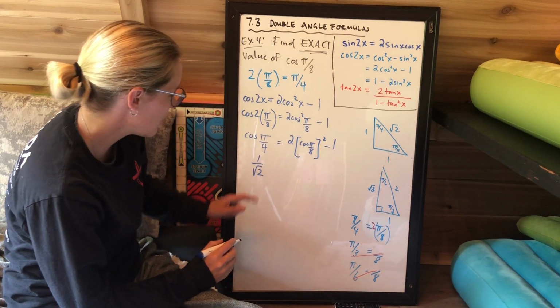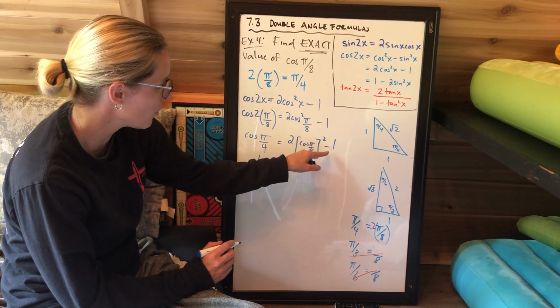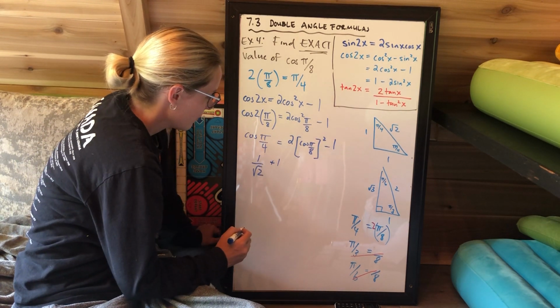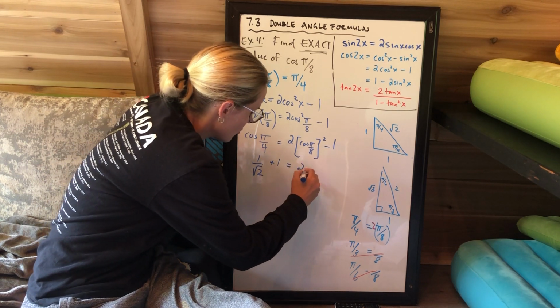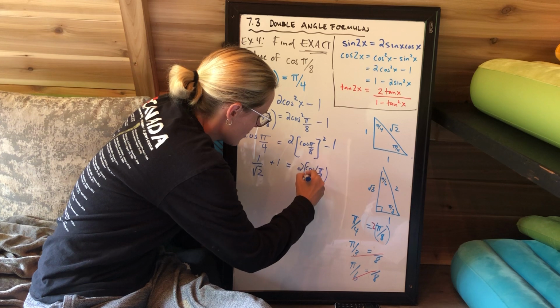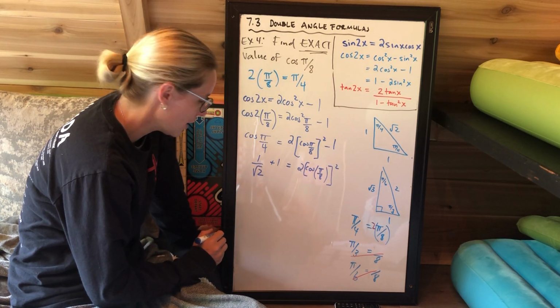And now I have to solve for cos pi by 8, so I'm going to start bringing things over to the other side. I bring the negative 1 over, it becomes positive 1. Okay, so now I have 2 cos pi by 8 squared. How do I get rid of this 2 out front? I'm going to have to divide by 2.